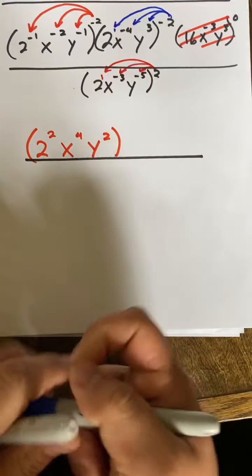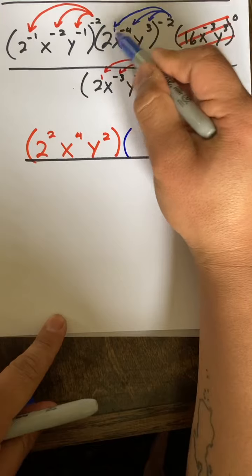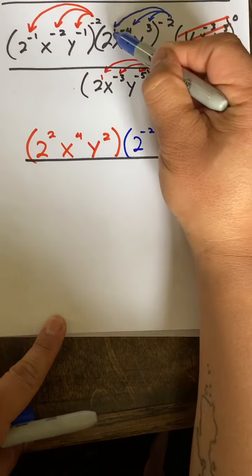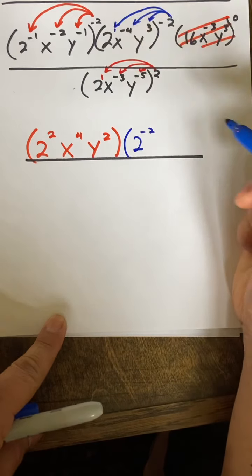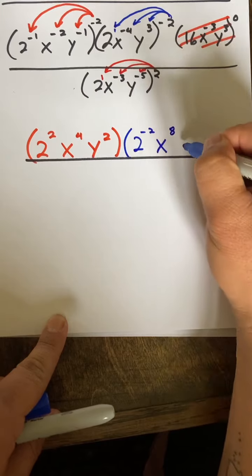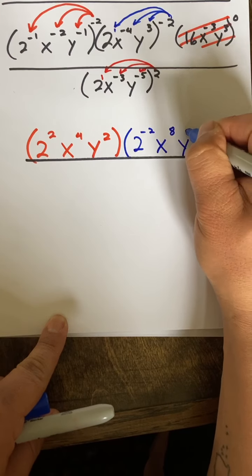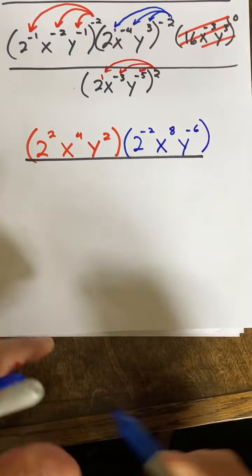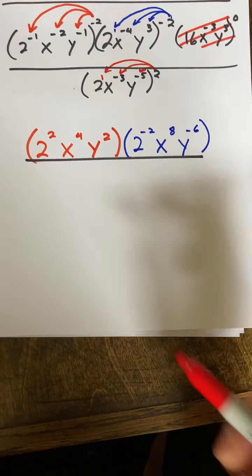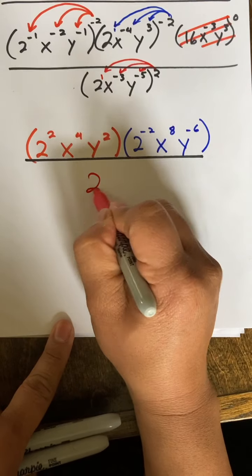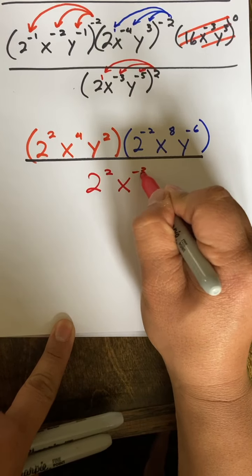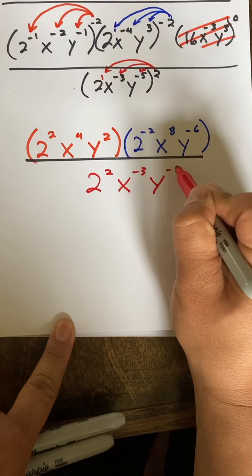And then the next one is in blue. That'll be 2 to the -2 power, right? 1 times -2 is -2. And x to the power 8, y to the power -6. And I hope I did this right. And then at the bottom, I'm gonna go red now. I'll have 2 squared, x to the -3, y to the -5.